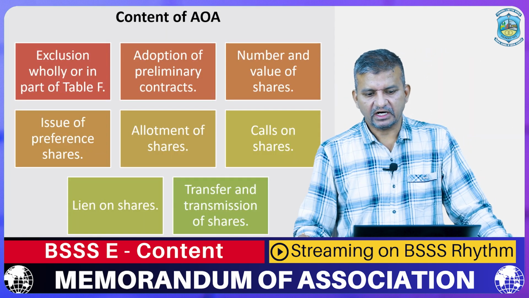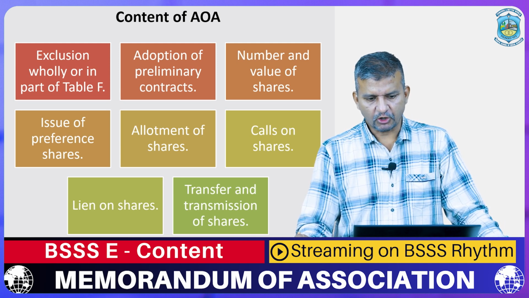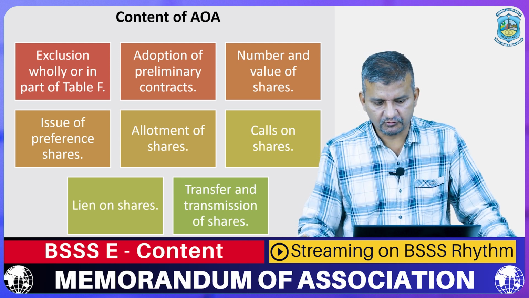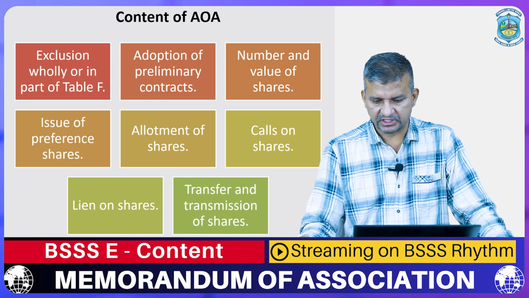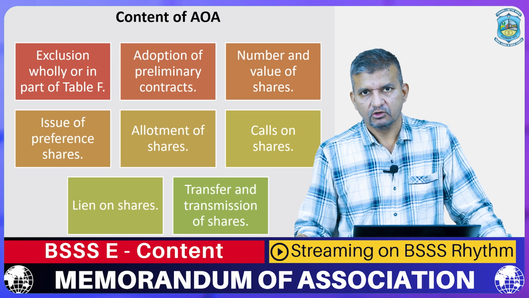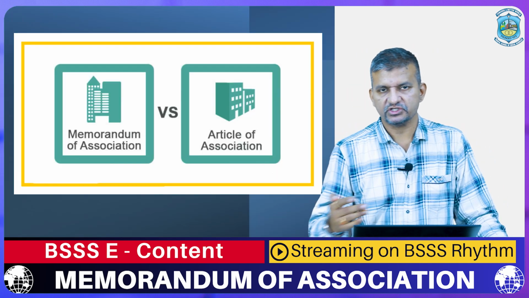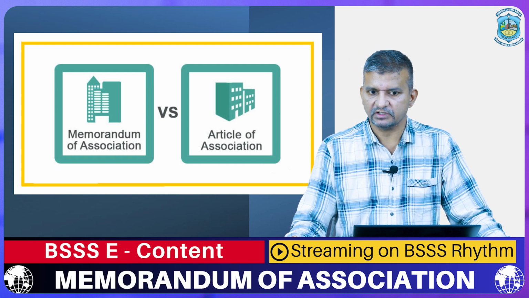Then, what are the contents of the articles of association? These are the contents: adoption of preliminary contracts, number and value of shares, issue of preference shares, allotment of shares, calls on shares, lien on shares, and transfer and transmission of shares. Rules regarding all these points are mentioned in the articles of association, as the articles deal with the internal rules and regulations of the company.